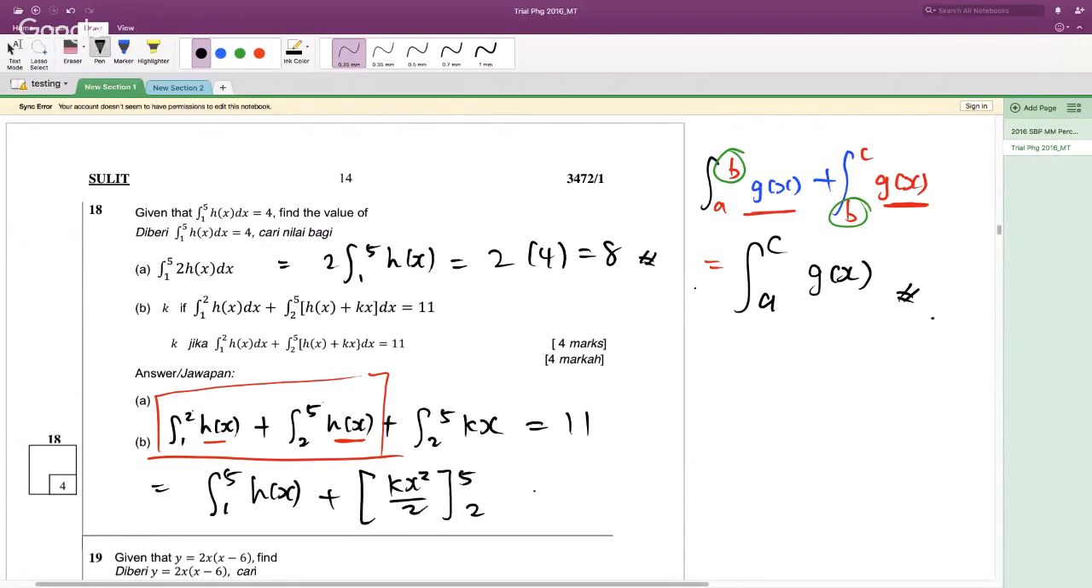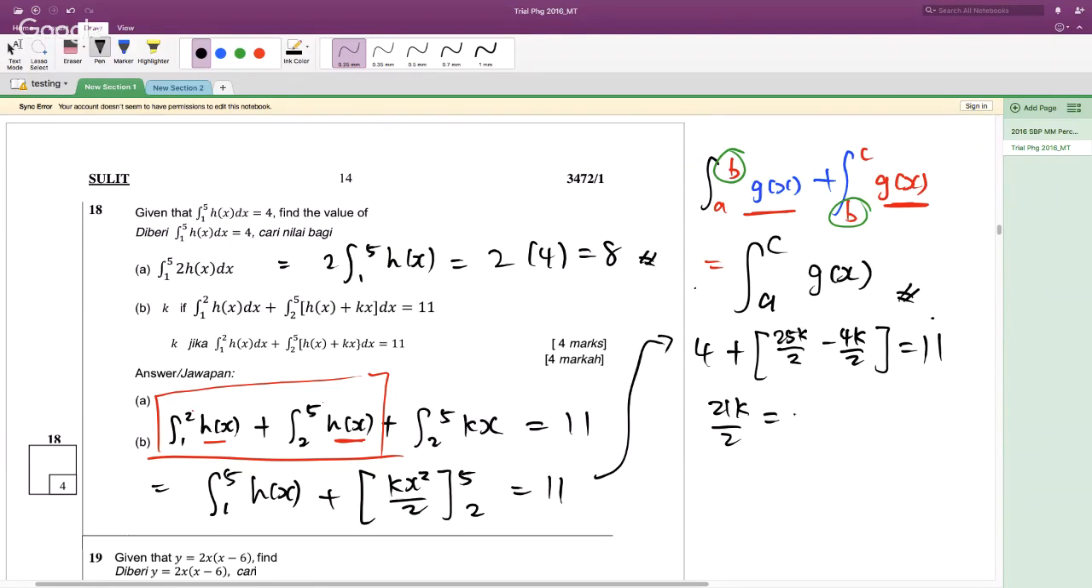And then this is 5, 2, here is 11. Okay, then I will move on over here. 1 to 5 h(x) equals 4 plus this one, just substitute 5 into x, is 25k over 2. Substitute 2 into that, it is minus 4k over 2 equals 11. Then I will have 21k over 2 equals 7.